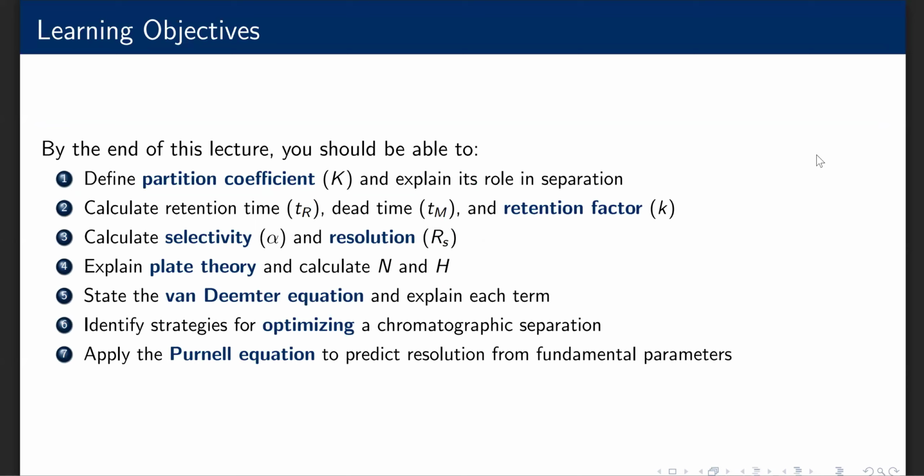So here are the 7 learning objectives for this lecture. Notice that there's a logical progression to them. We start with a single analyte and ask how it behaves in a column, and this is the partition coefficient. Then we compare 2 analytes, that gives us selectivity. Then we ask how good is the column, that is plate theory. Then we ask how do we make it better, that is the Van Deemter equation and optimization. Each concept builds directly on the previous one. By the end of the recording, you should be comfortable with all 7 of these objectives and ready to apply them to real chromatographic data.